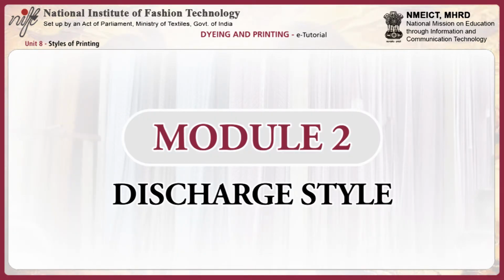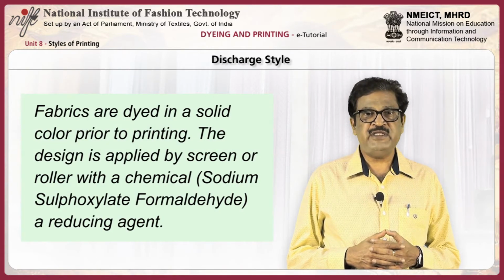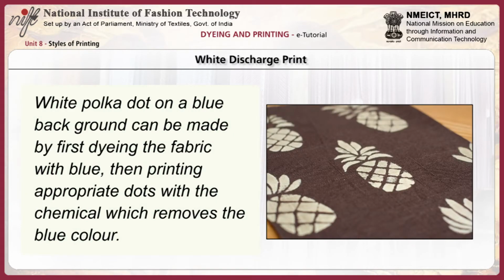Now we move on to the discharge style. In the discharge style, the fabrics are dyed in solid colors prior to printing. The design is applied by screen or roller with a chemical, that is sodium sulfoxylate formaldehyde, a reducing agent. For white discharge print, a white polka dot on a blue background can be made. First, dyeing the fabric with blue, then printing appropriate dots with the chemical which removes the blue color.